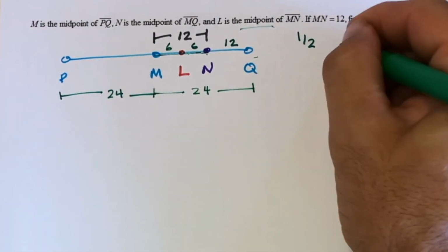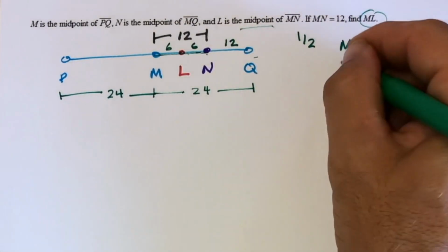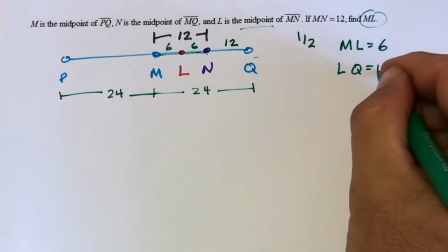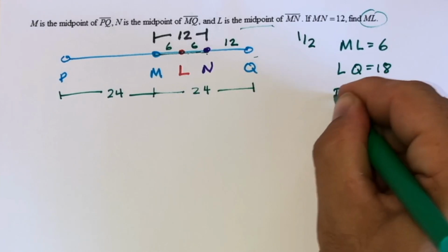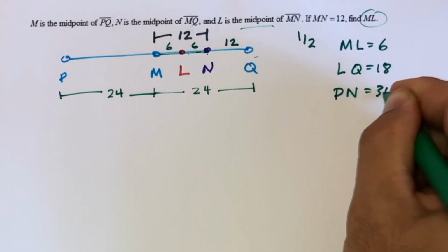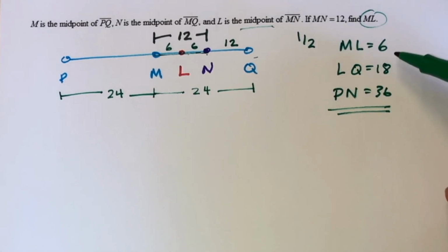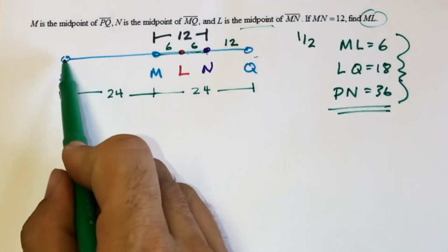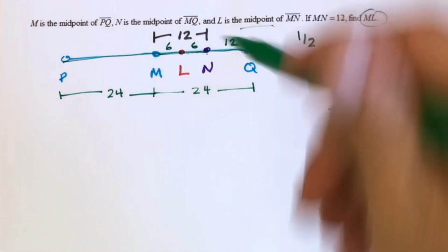And although they ask me what ML is, and in this case 6, any set of coordinates they give me, maybe LQ, which is 18, PN, which is 36, any two letters they give me to solve for the distance, I'm able to do using my already filled out segment addition, my segments.